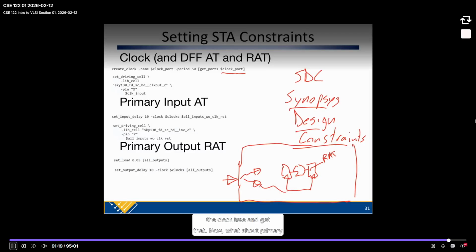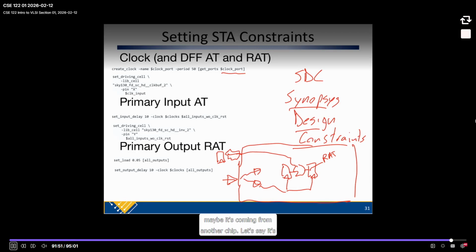Now, what about primary inputs? Let's say there's one input that comes here to that logic from off chip. Well, when does that input arrive? What you do is use the command set input delay, which just sets a fixed value there, and it is relative to a clock. So it's as if it came from a flip-flop and went through some logic with a fixed delay.